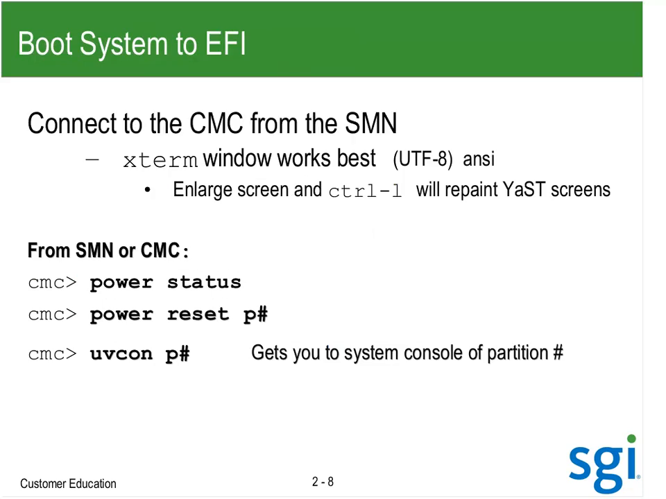And I'm trying to make sure that they can get KDump successfully. So we're going to connect to the CMC from the SMN, or in my case, just from my DMZ server, using Xterm, or in my case, PuTTY, but really we want a UTF-8 ANSI format.